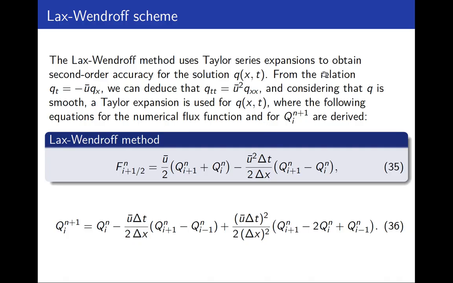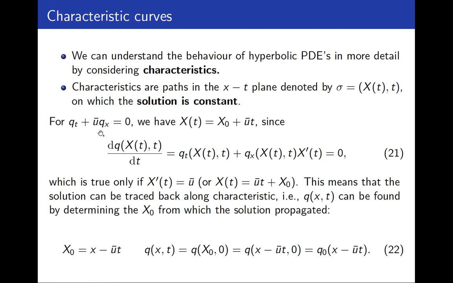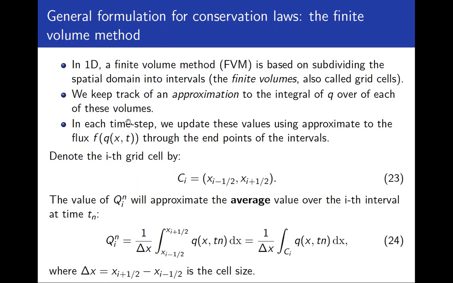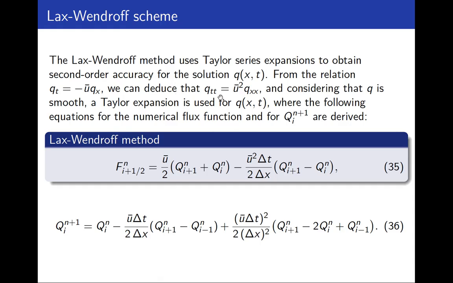I'm not going to do the maths, but in order to derive this scheme, you need to consider this relation that can be obtained from your linear hyperbolic advection equation. Qt, the derivative of Q with respect to time, is going to be equal to this term. Here you just move this term to the right hand side, and then with that relation, you can do some chain rule and other relations to end up with this equation, that the second derivative of Q with respect to time is equal to U bar squared multiplied by the second derivative of Q with respect to x.